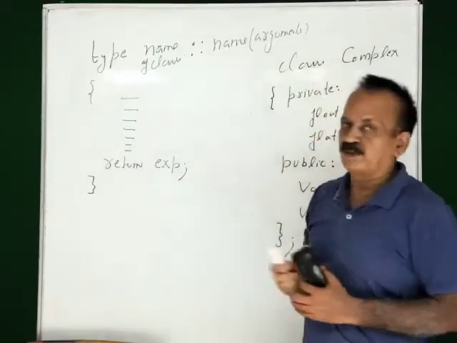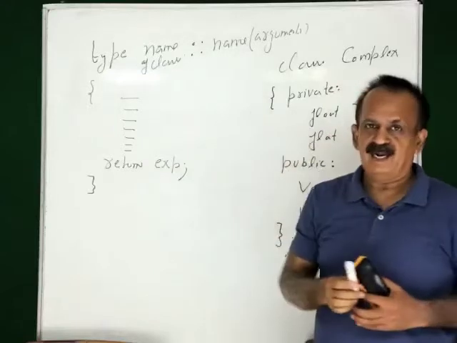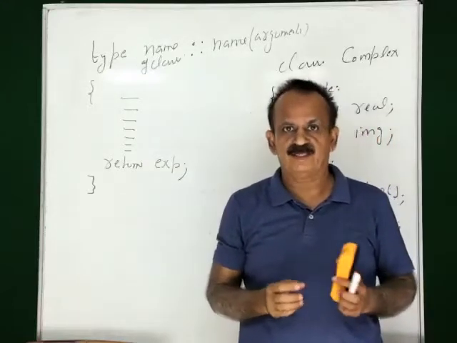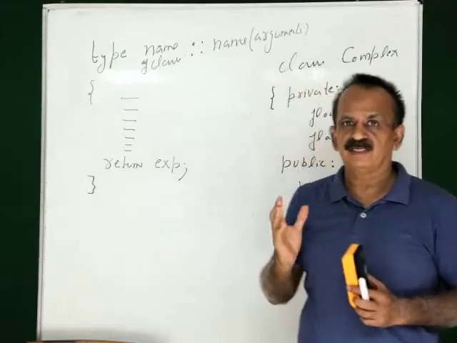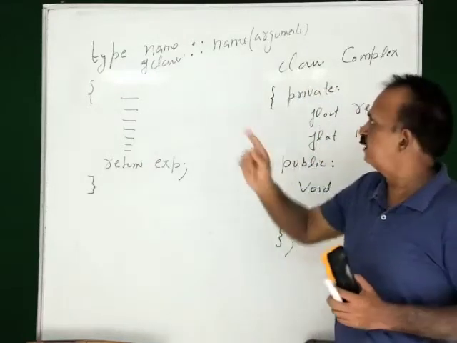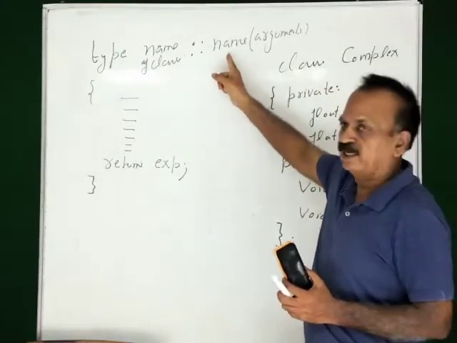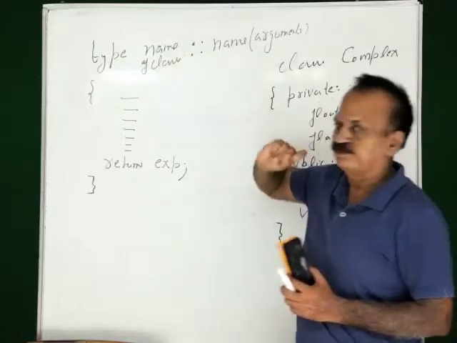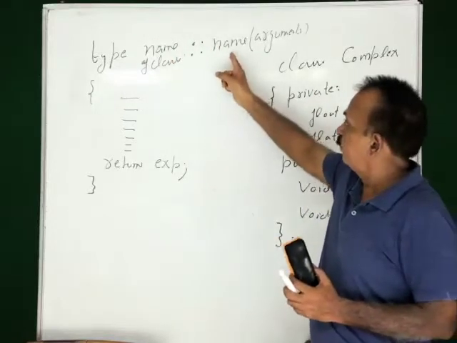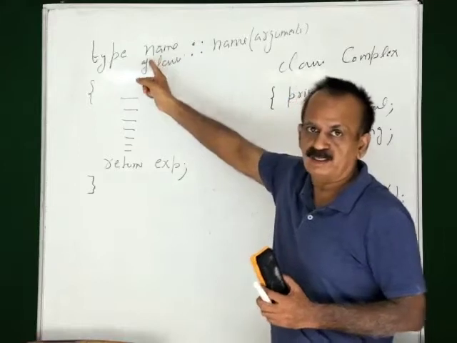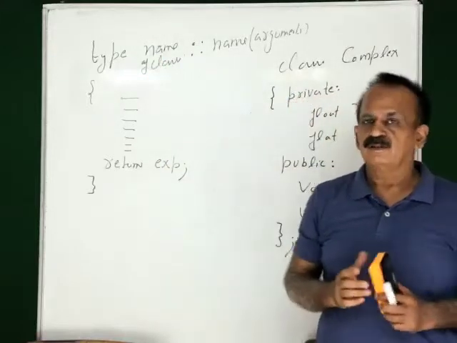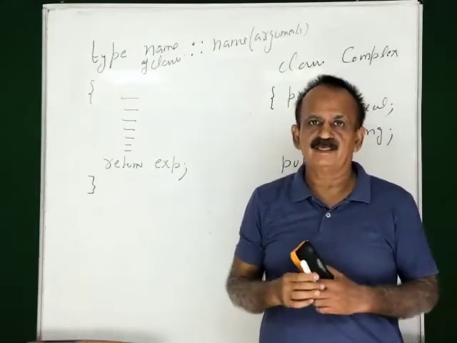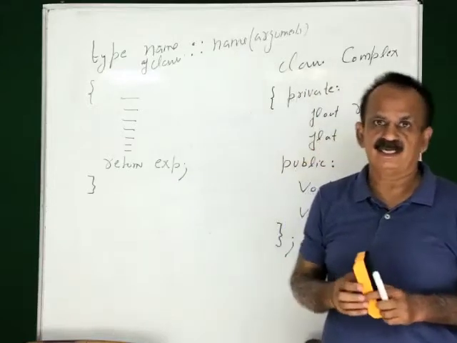This operator is very important, and this operator is the scope resolution operator. This operator is a binary operator, and it is indicating to which particular class this function belongs. For example, this name belongs to this particular class. This is how we can define the function outside the class.